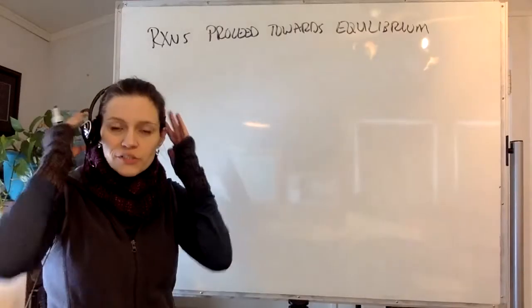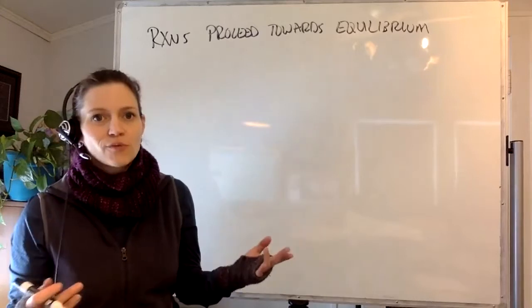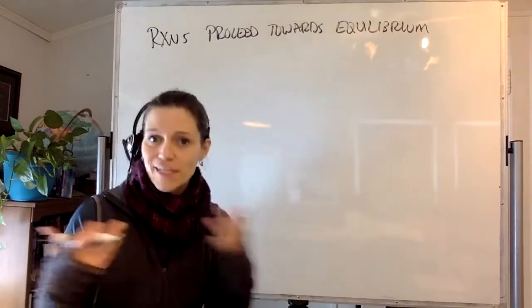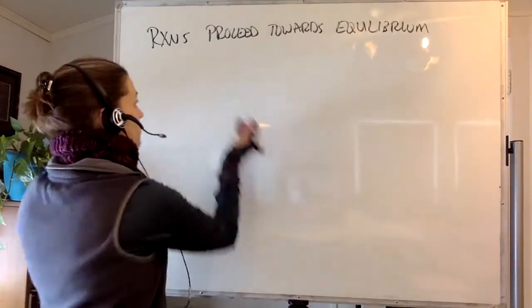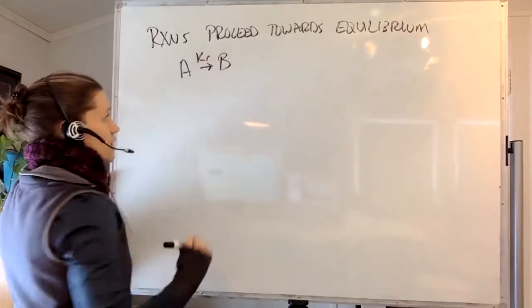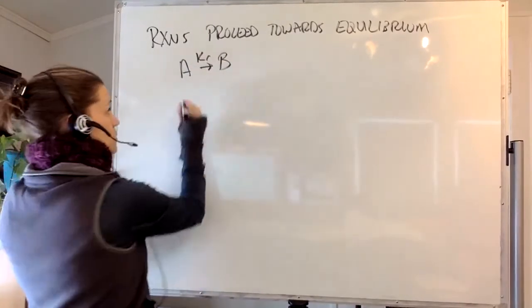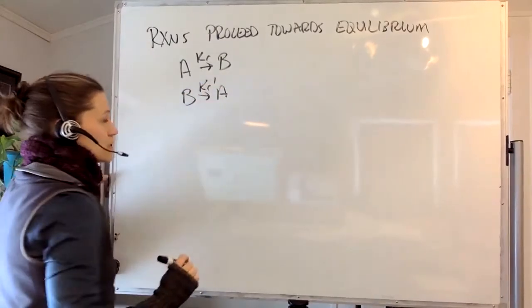Okay, now I'm going to introduce this idea of coupled reactions and reactions moving towards or progressing towards equilibrium, which we know that they do because the second law of thermodynamics dictates everything that we do. So I have the reaction A goes to B, and there's a rate constant K sub R. I also have the reaction B goes to A, and I'm going to say that its rate constant is Kr prime.